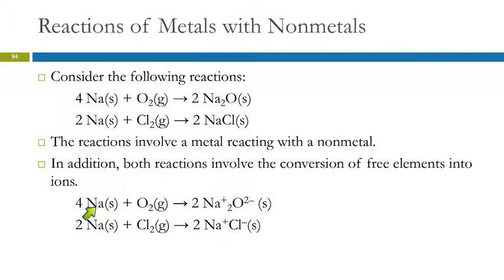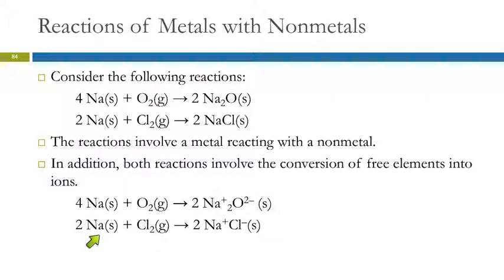So here we have sodium atoms and we have oxygen atoms in diatomic molecules. And in the compound that forms, we have sodium ions and oxide ions. How do you make an atom into an ion? By adding or taking away electrons. And so that's what's happened here. The sodium has transferred electrons to the oxygen.